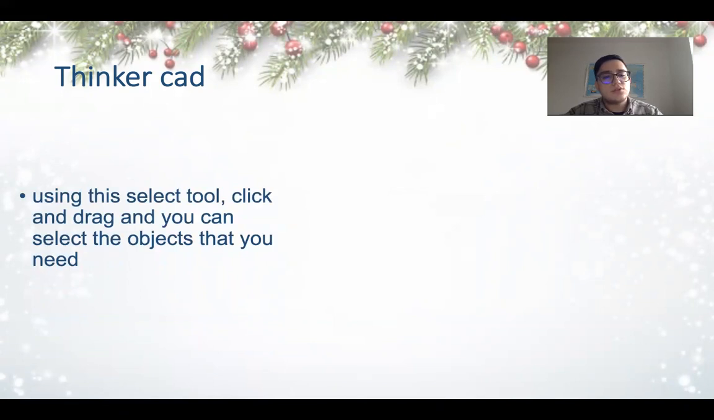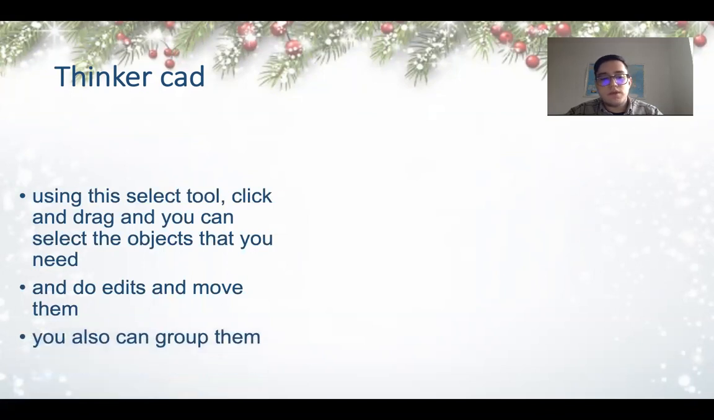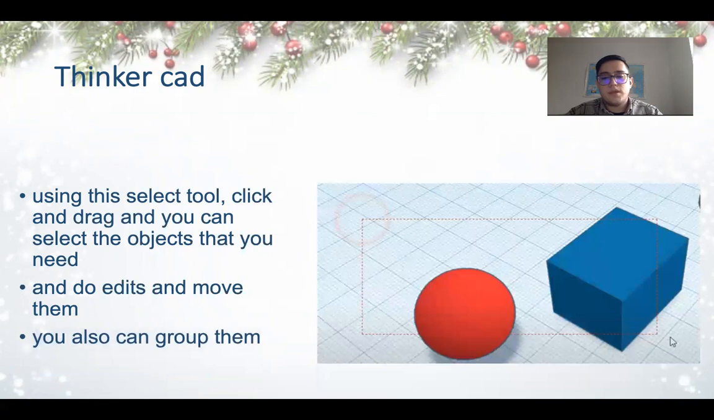Using this select tool, click and drag, and you can select the objects that you need, whatever is in the square or whatever is over the object, and do edits and move them. You can also group them. So this is how you can select multiple objects. You just click and drag over the objects that you want to select, and it will select them for you.